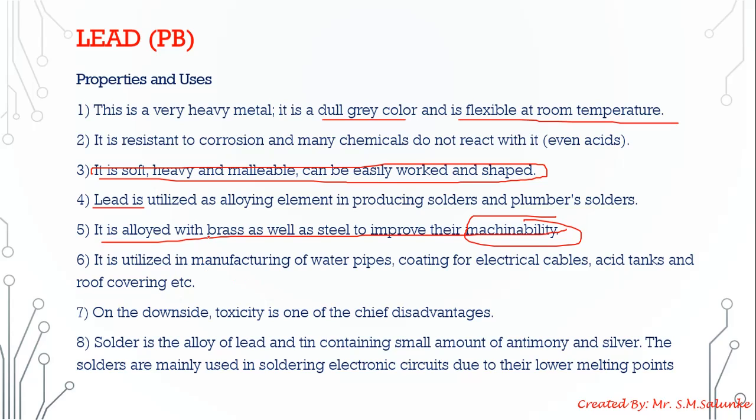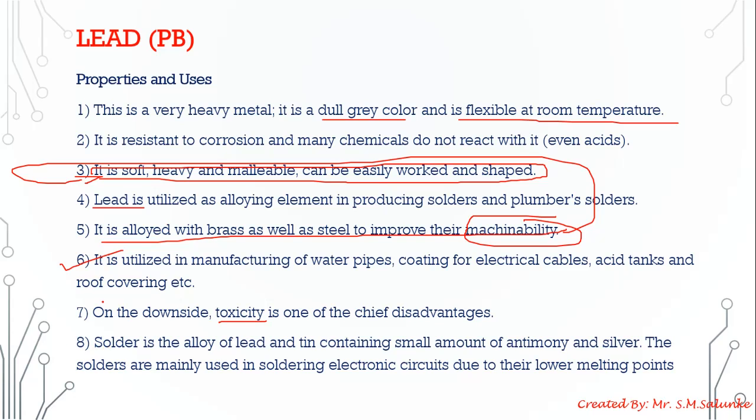Next, machinability is very good in the case of lead due to its properties, that is soft, heavy, and malleable. It is used in manufacturing of water pipes, coating for electrical cables, acid tanks, and roof covering. So this is also a major application of lead. Apart from these applications, there are some disadvantages of lead, and the major one is that it is toxic in nature.